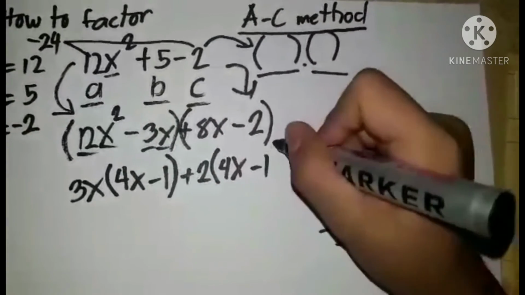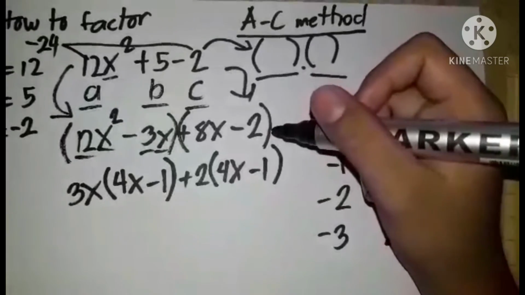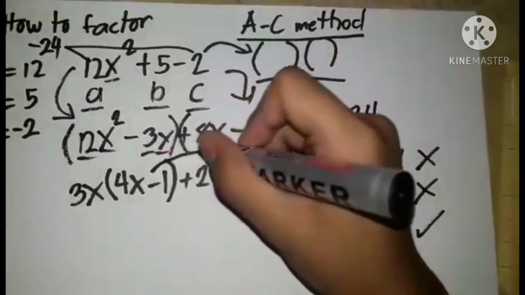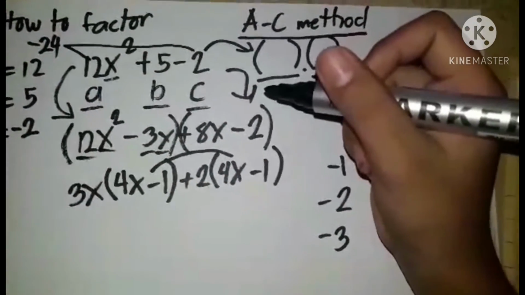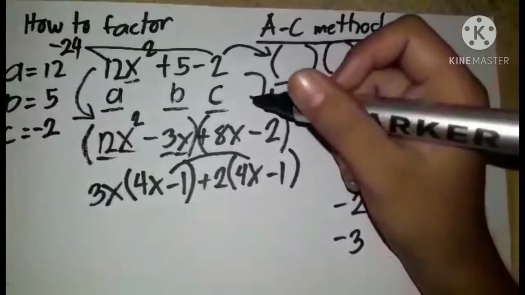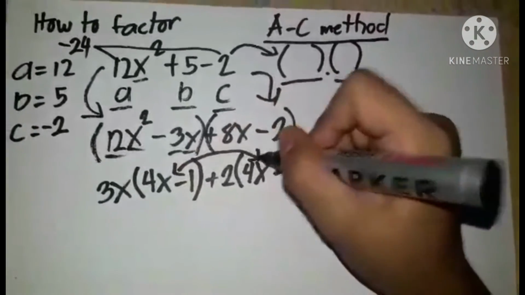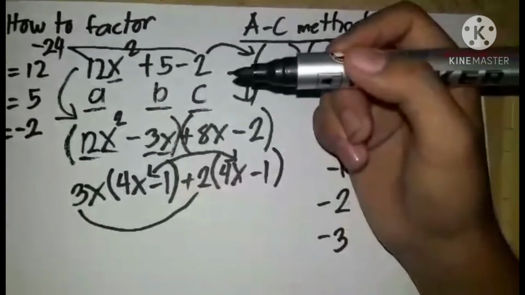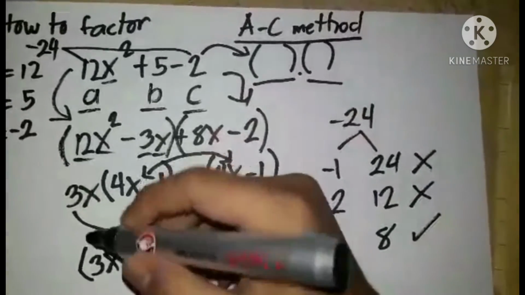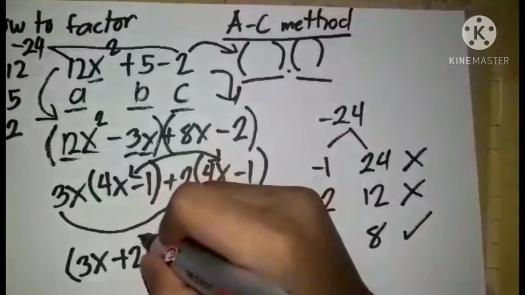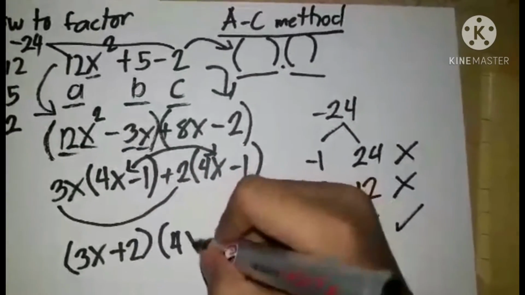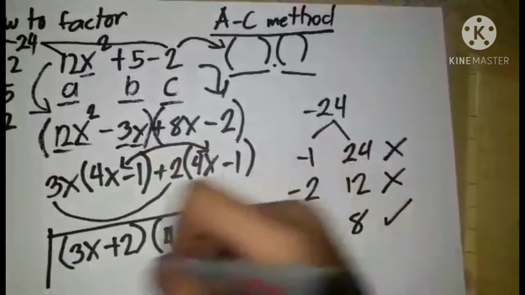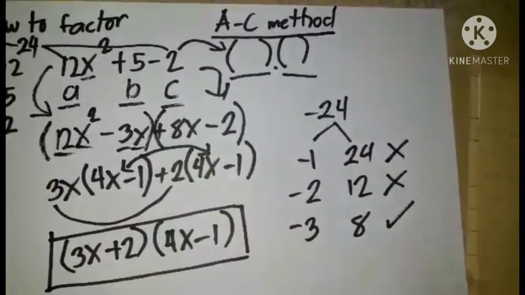Nice. So how do we know if we didn't make any mistakes? We can tell by looking at these two terms. If these two terms match up, that means we're good. Now the last step is to combine these two into one, and combine these two into one. So 3x plus 2 becomes our one term, and 4x minus 1 becomes our second term, and that is our answer. That's how you use the AC method to solve a factoring problem. Thanks.